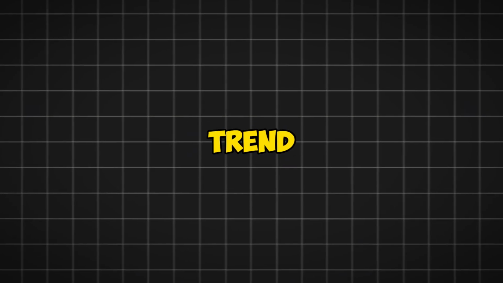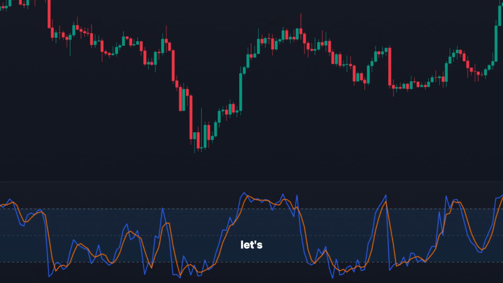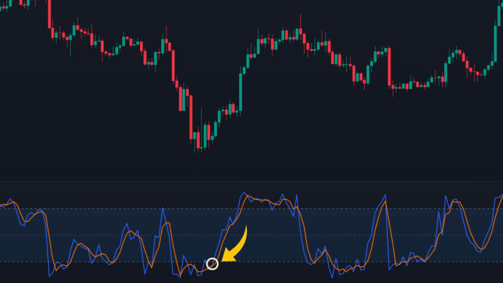How to predict trend reversals. Now, let's explore how to identify trend reversals. The %K line and %D line are crucial for understanding trend changes. If the %K line crosses above the %D line, it signals a change from a downward trend to an upward trend, which is considered a bullish signal.